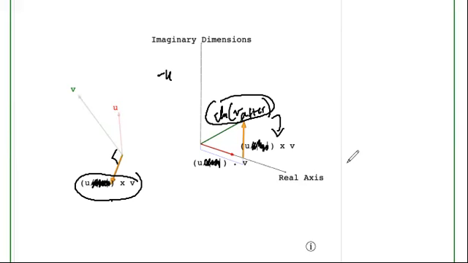Okay, so that's what the cross product is. It's just the imaginary part of the after effect of the rotation. You just project it into the imaginary dimensions, and that is the cross product.